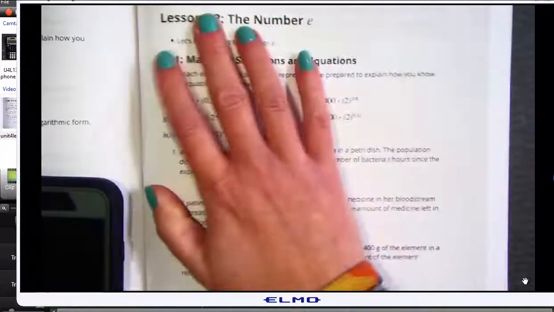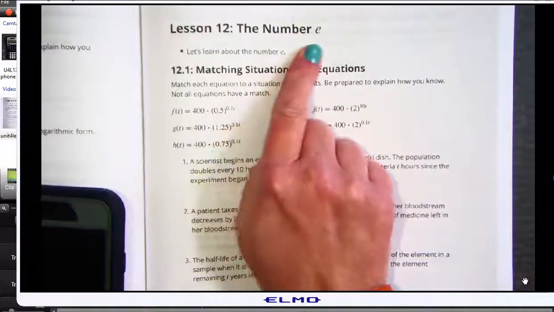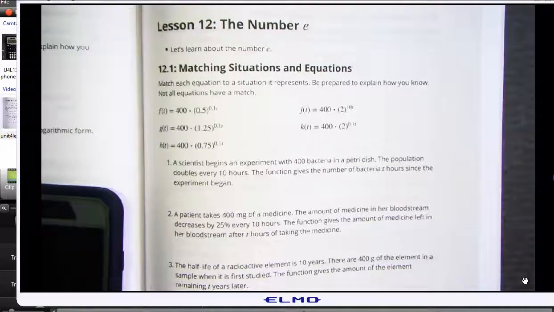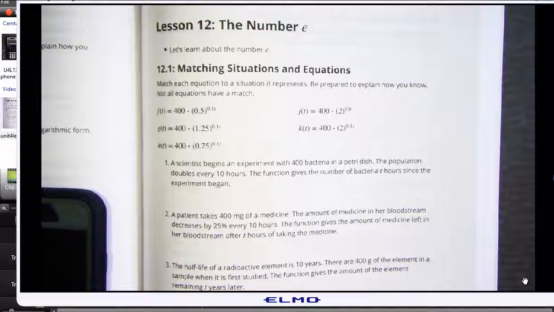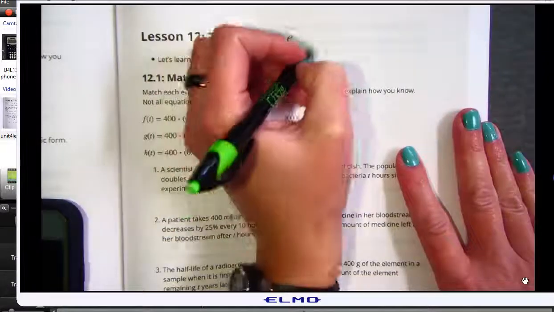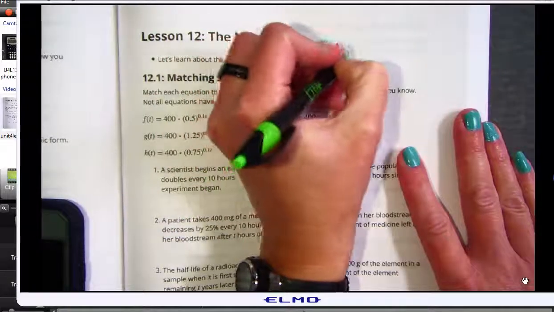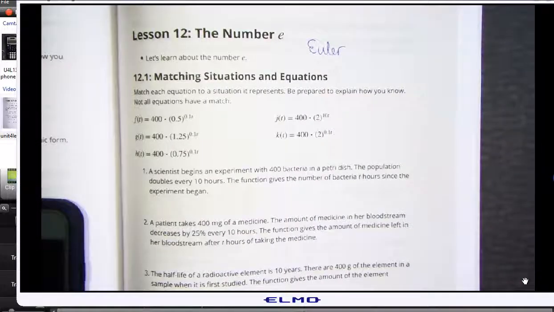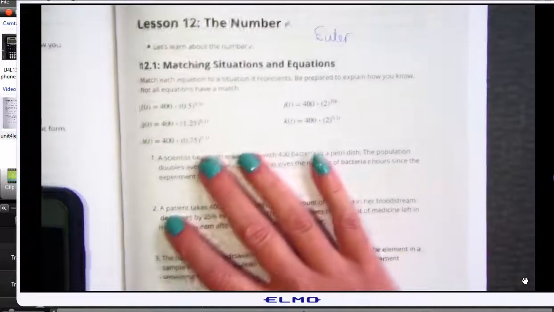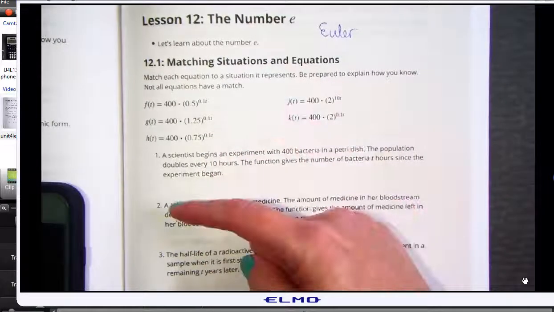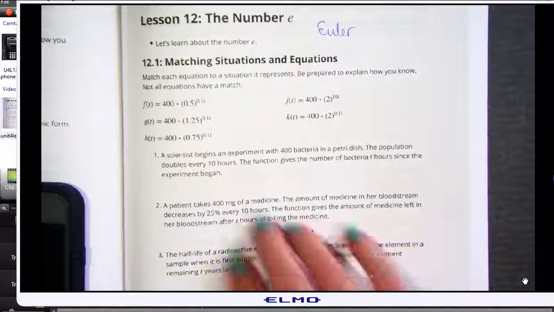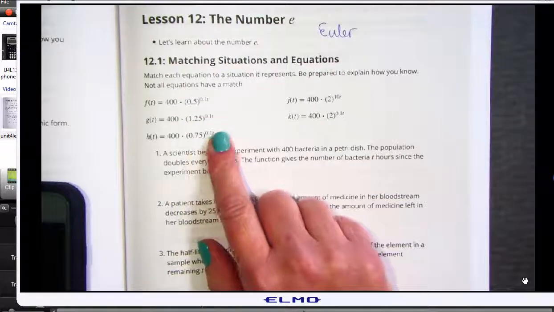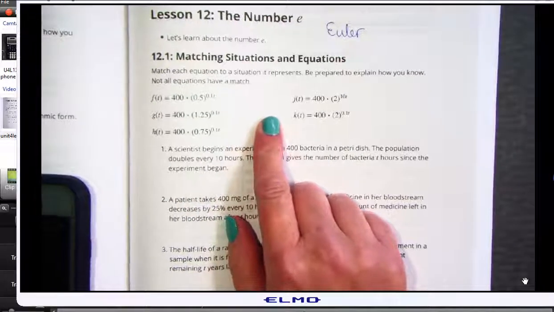Lesson 12 brings up this really important number in math called E. And it's called E because it's named after this guy named Euler. And Euler discovered this number. We'll see how he discovered it in section 12.2. This is a pretty nice lesson to help us first of all review some of our past information and then move us forward. So 12.1 is where we're matching situations and equations.